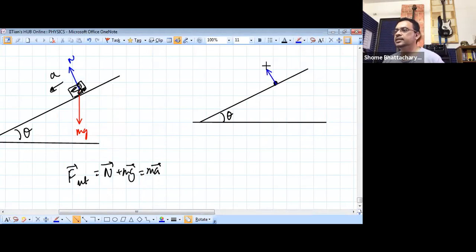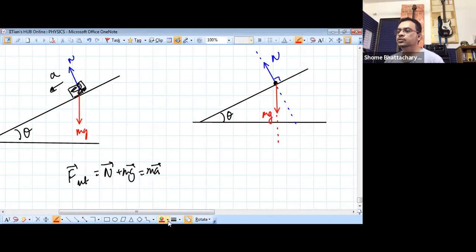एक्ट कर रहा है. So it's acting like this. It's acting along this axis, which is perpendicular to the inclined plane. So that's your normal reaction. And mg का जो force है, that is acting in the vertically downward direction. But at the same time, one thing that I know is mg is acting in this vertically downward direction.